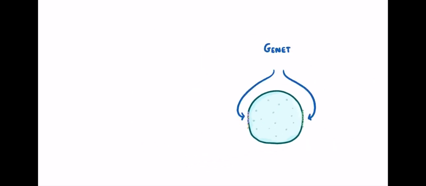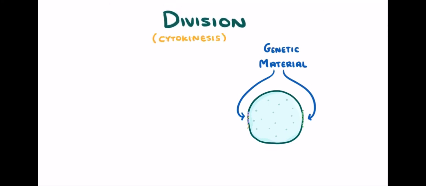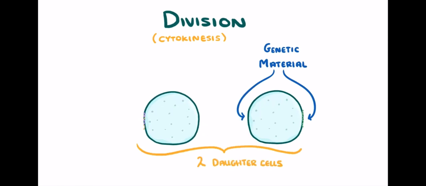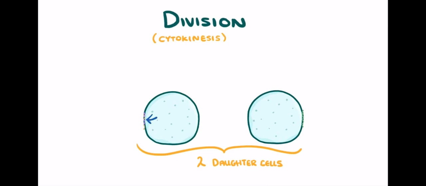Now that all of the genetic material has been divided among the two sides of the cell, the third and final stage takes place, which is division, or more properly called cytokinesis. For this stage, the cell membrane and cytoplasm pull apart, forming two daughter cells. Notice that half of the chromosomes have ended up in the left-hand cell, and the other half in the right-hand one.